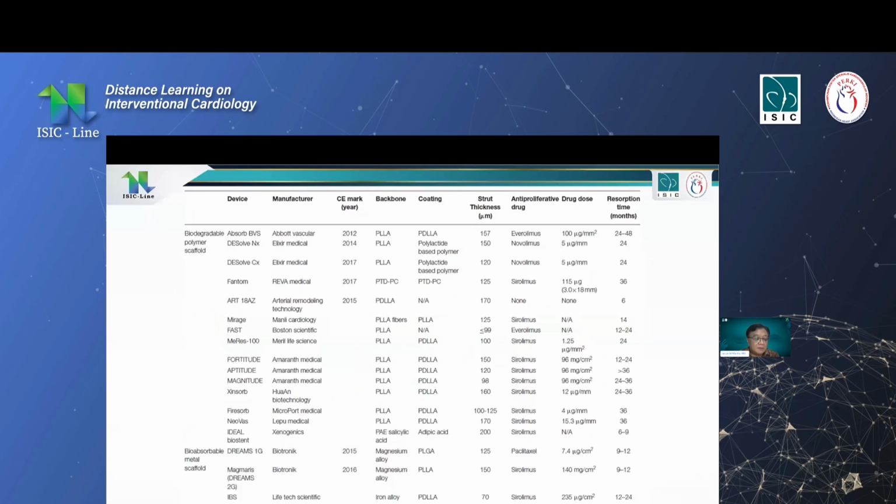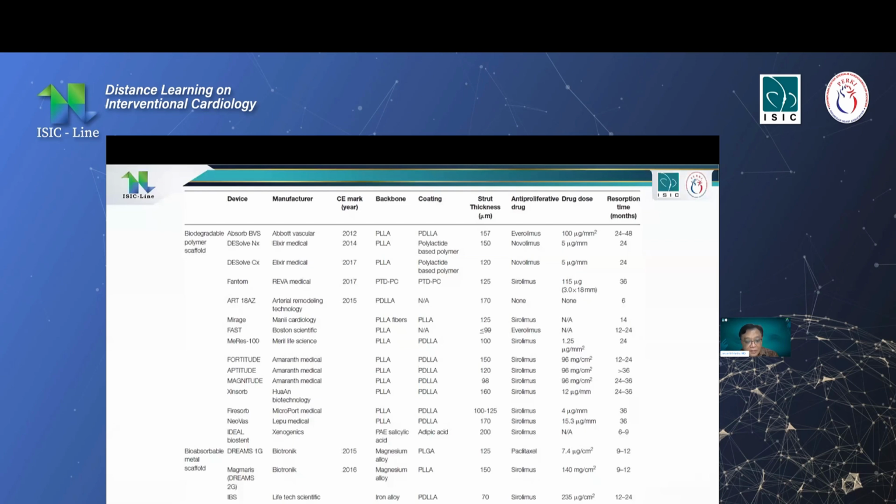So we now have several types of BRS. We can generally differ between two types, the polymer scaffold and metal scaffold. The polymer scaffold usually consists of polylactic acid, with several devices that have been developed, some of the devices with different strut thickness and resorption time. Sinsorb, as Dr. Bambang mentioned, is also a polylactic acid based scaffold.